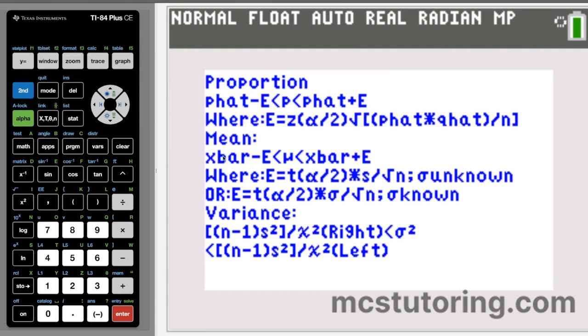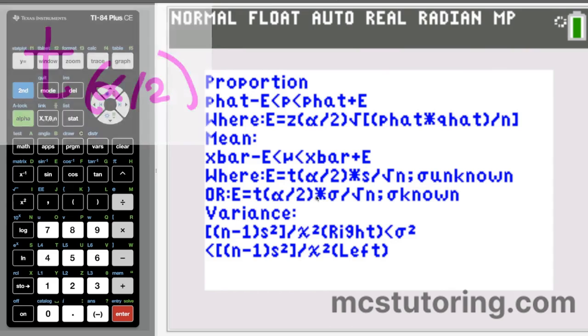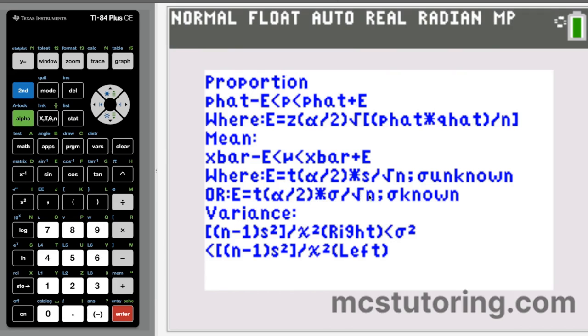And then for the mean: x bar minus e is less than mu, is less than x bar plus e. Again, I believe that's the margin of error, where e in this case is t alpha over 2 times s divided by the square root of n, where sigma is unknown, or e is z alpha over 2 times sigma divided by the square root of n, where sigma is known. The variance is n minus 1 times s squared divided by chi squared to the right, is less than sigma squared, is less than n minus 1 times s squared divided by chi squared to the left. That's more like a chi squared test, I think.